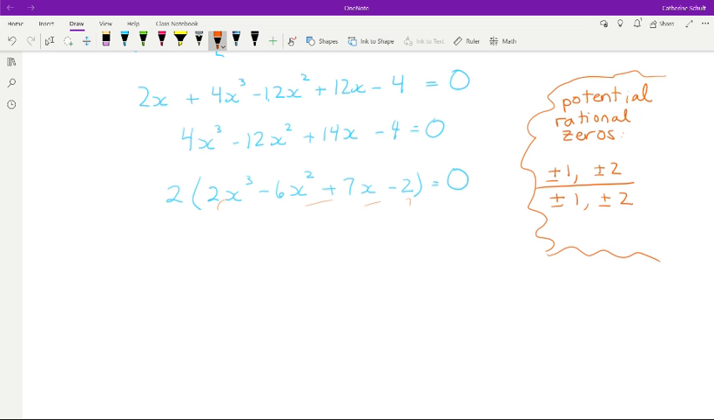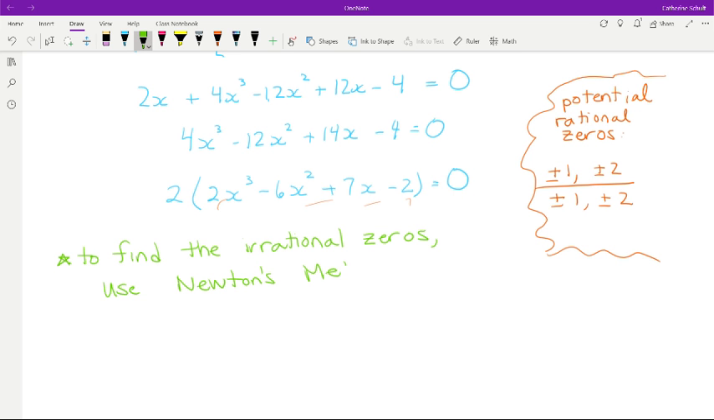But how could we find the irrational zeros, okay? And that's the situation we're in. So to find the irrational zeros, since we don't have the quadratic formula, which can find irrational zeros but only for quadratic equations, right? So to find the irrational zeros in this case, we have to use Newton's method. All right, so that's how we're going to solve that equation.